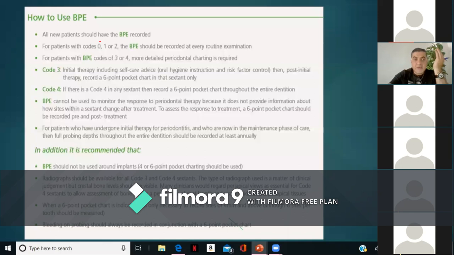All new patients, as we said, should have a BPE record. All the patients, and it should be for every recall after 6 months. Not only for the new patient, but every recall. It is important. Okay, we'll discuss this one later, about 6 point pocket charting and this.